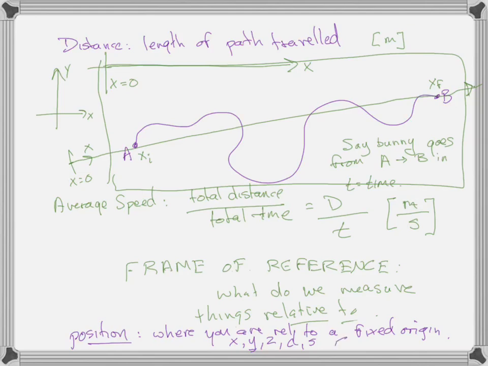What are the units of position? The units of position is still a measurement of distance, because what the position is, remember, it is the distance along the x-axis from the origin to where you are, right? Where you are relative to a fixed origin. What that means is it is the distance along the x-axis from x equals 0 to where you are. That's your position. So the position is actually a kind of a distance, right? Again, we'll call it x, y, z, etc. Okay.